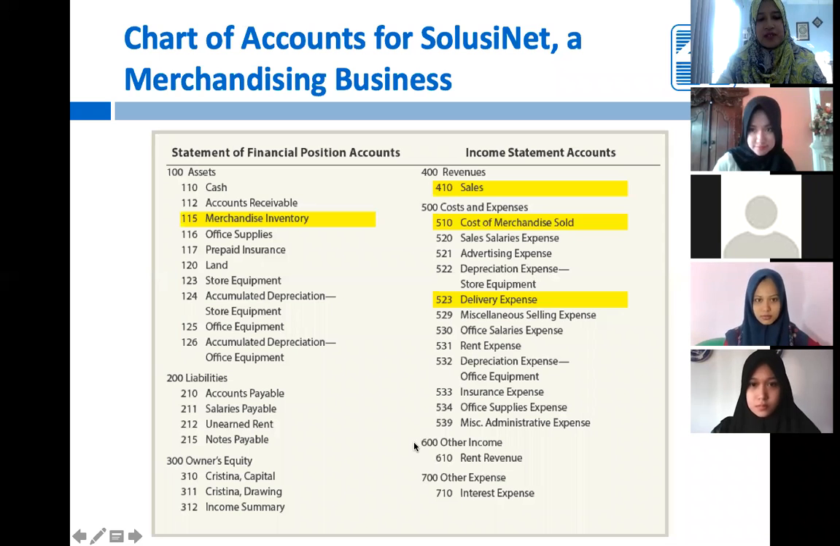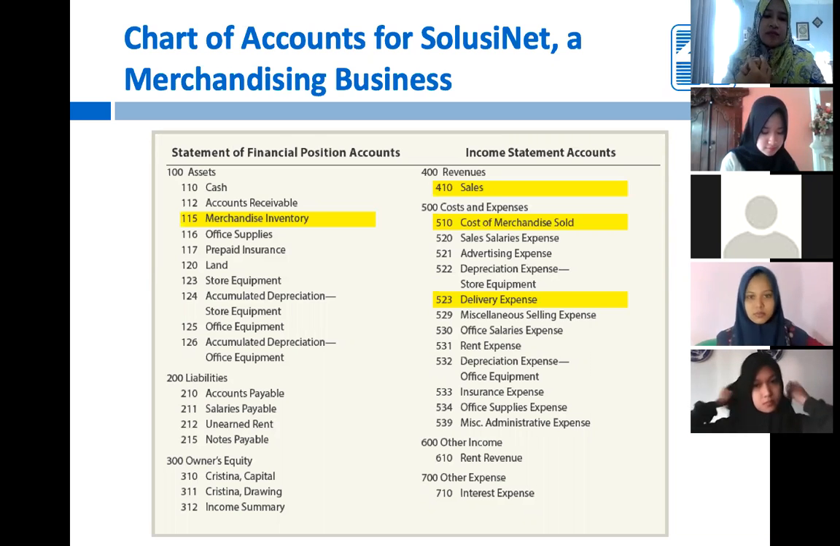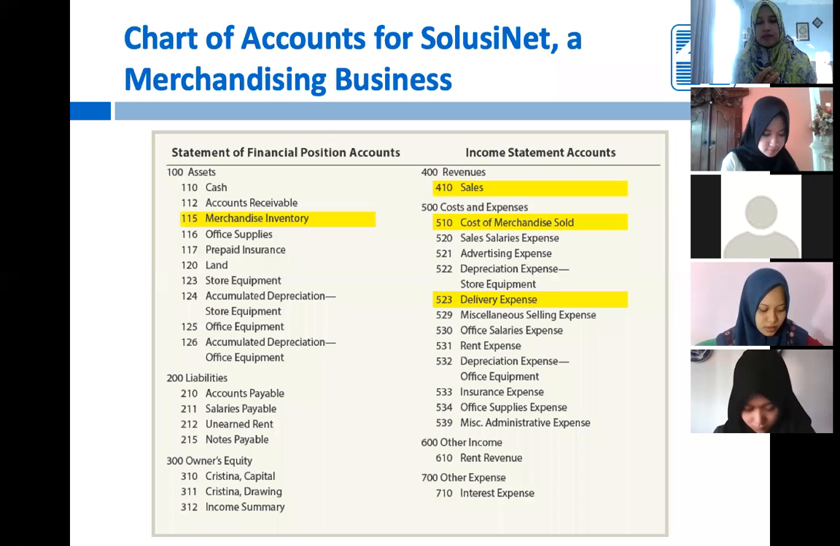I hope everyone is doing well. Let's recite Al-Fatihah first. Bismillahirrahmanirrahim. And respective prayers for other religions besides Islam.